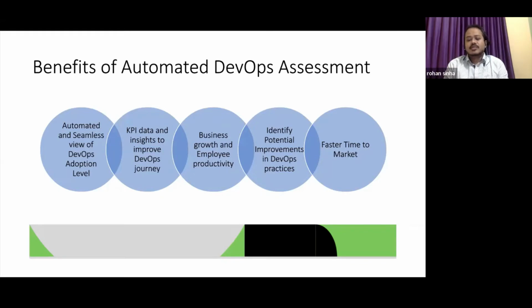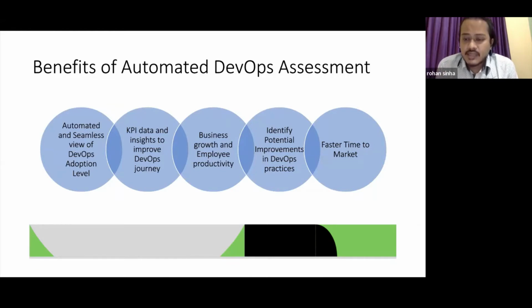This would further lead to business growth and employee productivity by lessening toil and manual effort. Further, this would identify potential improvements in DevOps practices, for example, whether they are tracking story points in their epics and features properly, or whether they are doing quality assessments in an automated way or not.